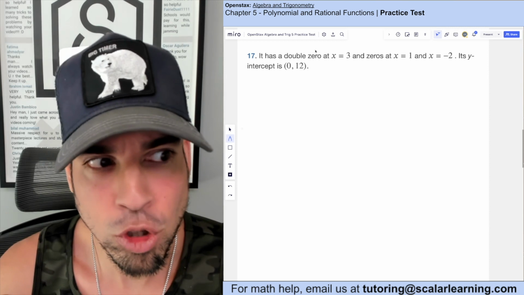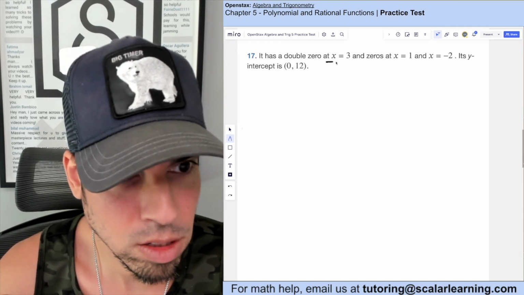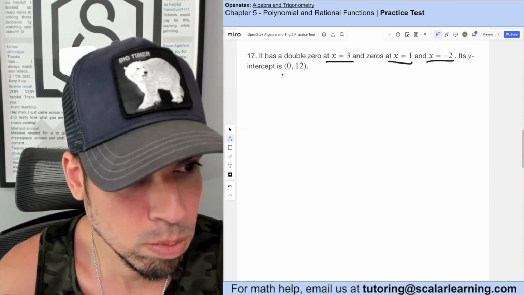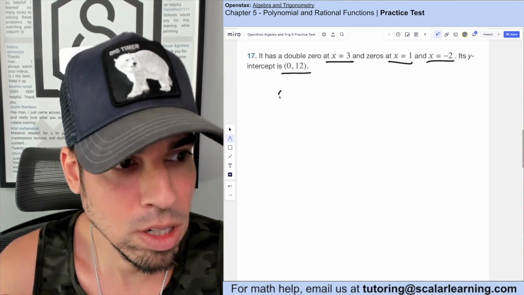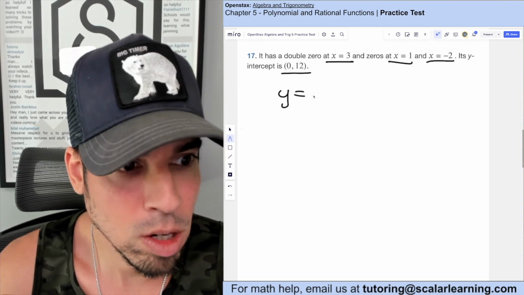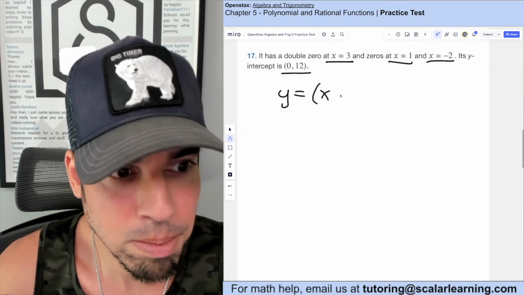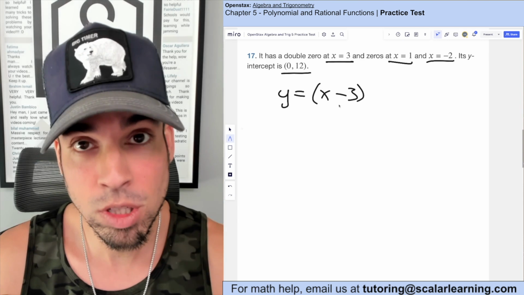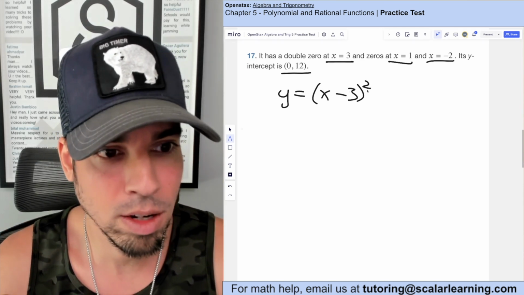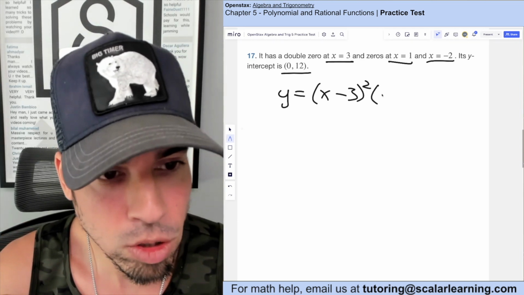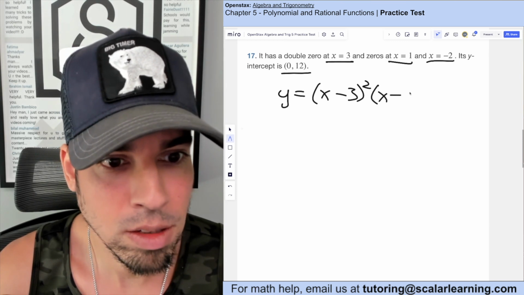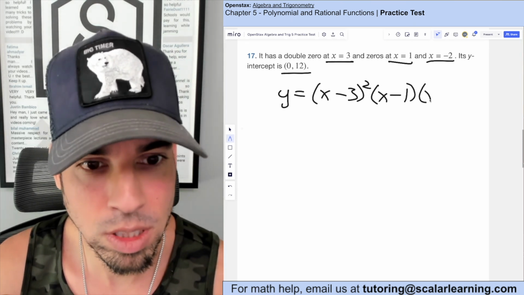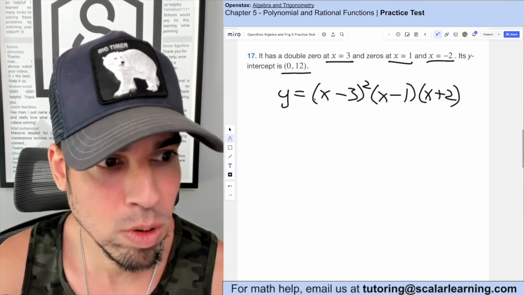Done. So here we're trying to find the polynomial given that this is a double 0 at 3, and then we just have a regular 0 at 1 and -2, plus a y-intercept. So I'm going to start it out as follows. Since I have a double 0 at x equals 3, that means x minus 3 is one of the factored binomials. And that double 0 means a multiplicity of 2, aka we have an exponent of 2. Then we also have a 0 at x equals 1, aka x minus 1 is a binomial, and x equals -2, aka x plus 2 as a binomial.